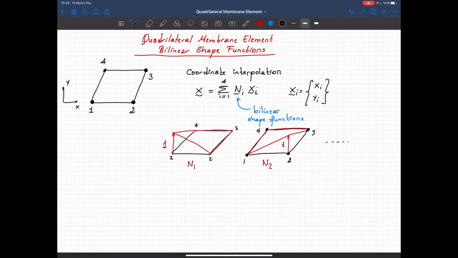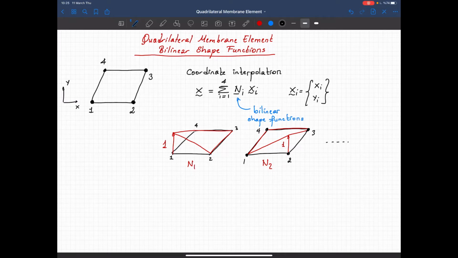And when we talk about the implementation of this element, I will give you the equations of these N functions. They are usually defined in the natural coordinate system, and we have to do a mapping between the Cartesian coordinate system and the natural coordinate system. But for now, let's say that these Ni's are defined in the Cartesian coordinate system. So this is our coordinate interpolation.